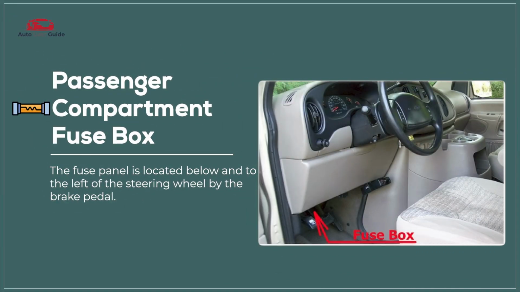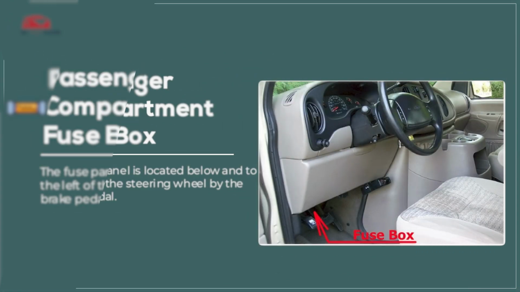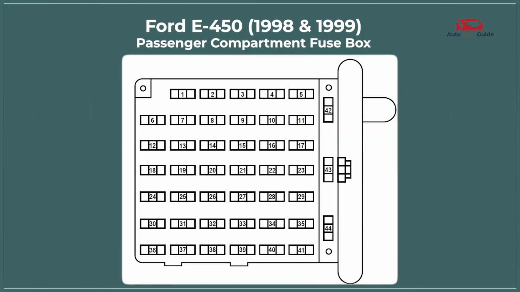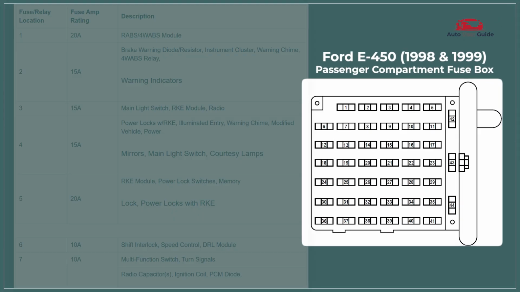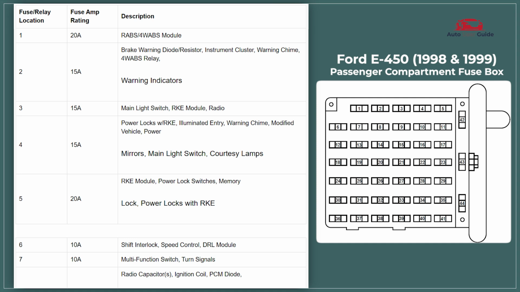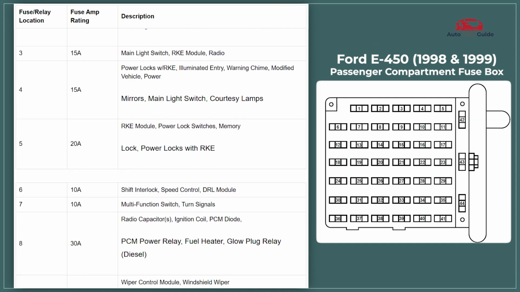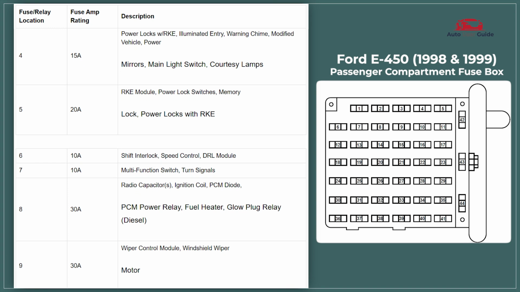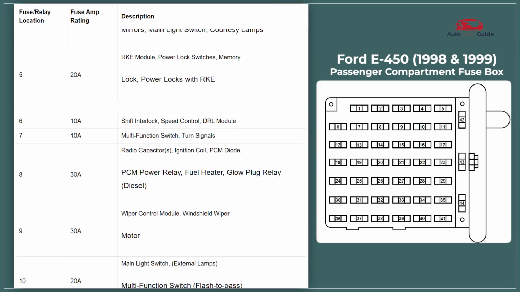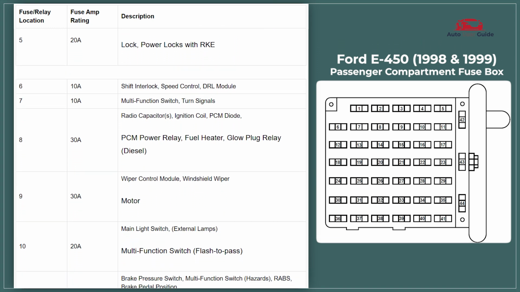Passenger compartment fuse box. The passenger compartment fuse box in the 1998 and 1999 Ford E-450 controls interior electrical systems such as power windows, dashboard lights, radio, and courtesy lights.